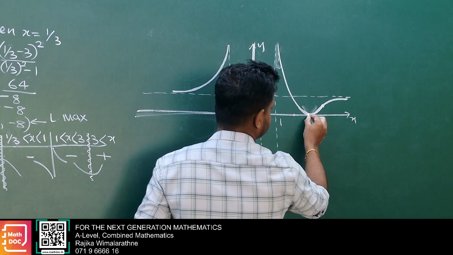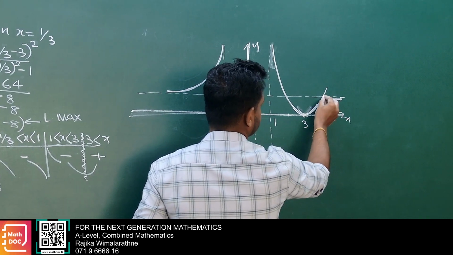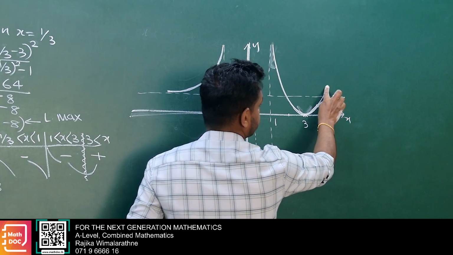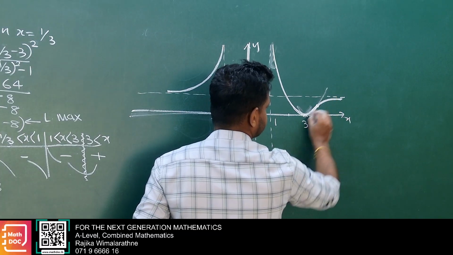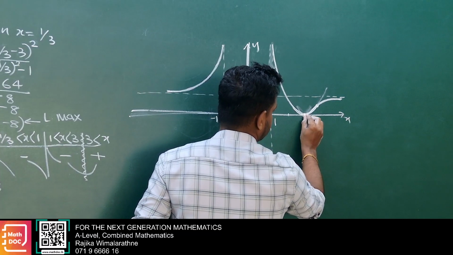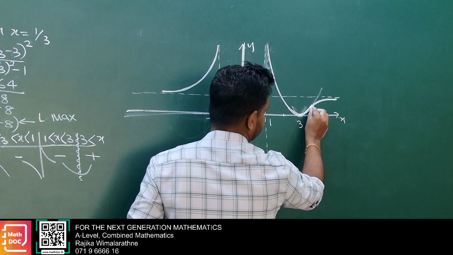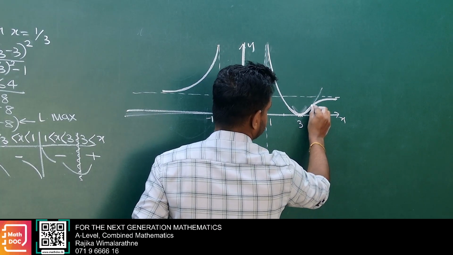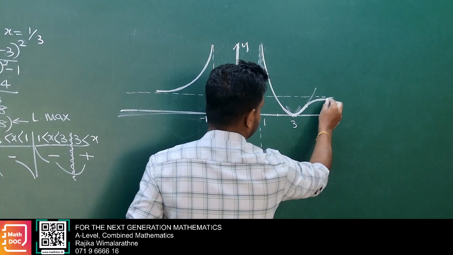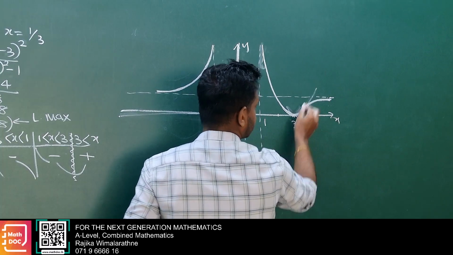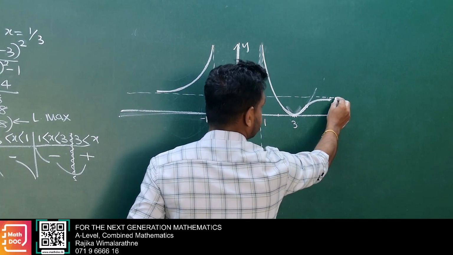So if you sketch this way, it cuts y equal 1. Then that is not the way. We need to touch it. Therefore, here when x goes to plus infinity, you need to change this variation. Then only we can touch it. Otherwise, it will cut.